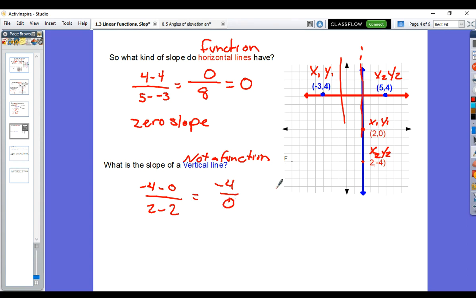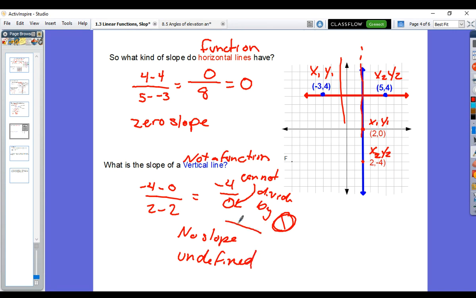And if you've ever been in a math class in the last so many years, you hopefully have been told by your math teacher that you cannot divide by 0. You can never divide by 0. The world will implode if you're able to do that. So when we have a value of 0 in the denominator, that's what we call no slope, or the more mathematical term, undefined. Okay, they're one and the other. No slope means it can't exist. 0 slope means it exists, it just has a value of 0.